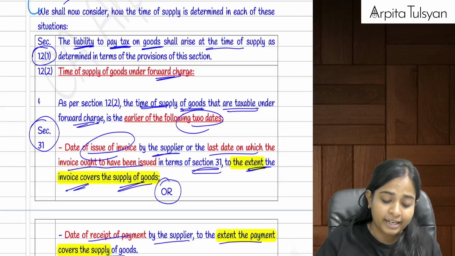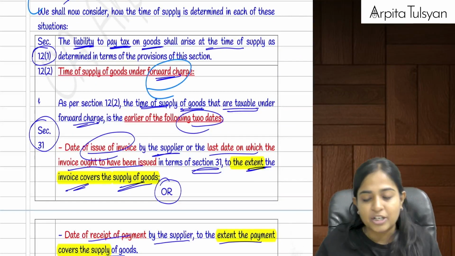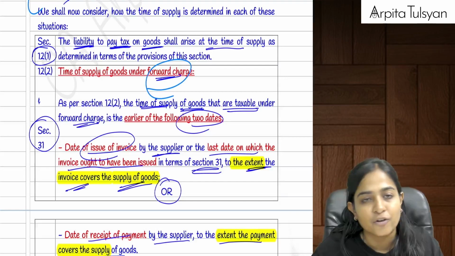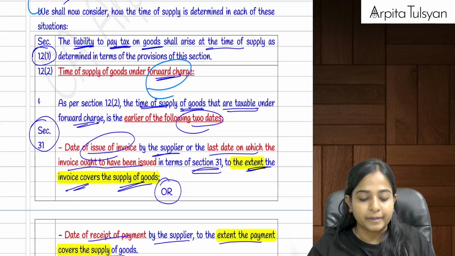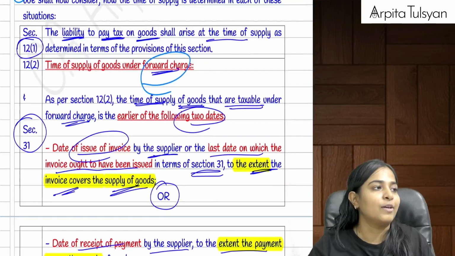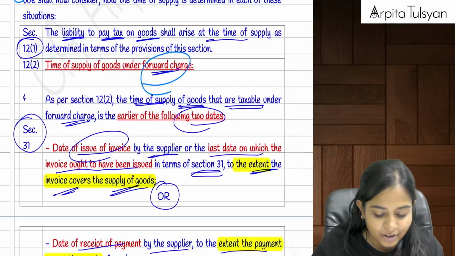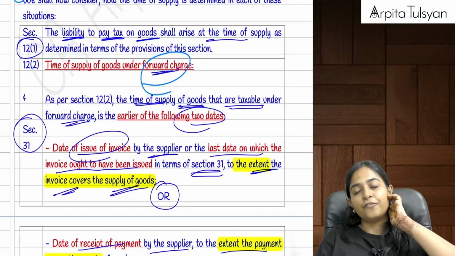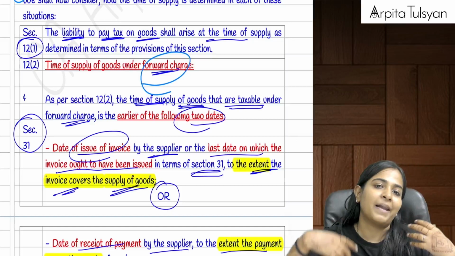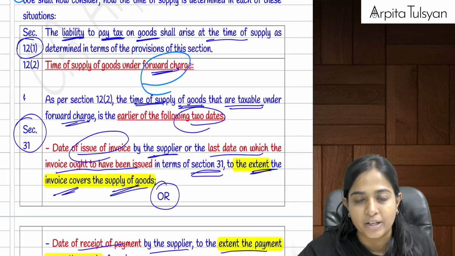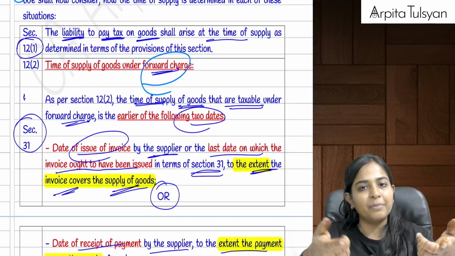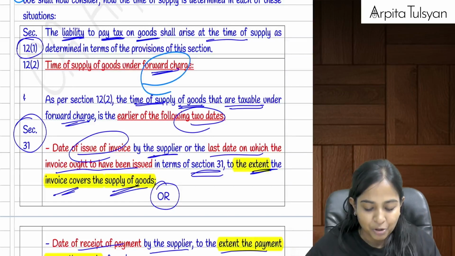First of all, in case of forward charge, section number 12 subsection 2, how will the time of supply be calculated? Let's try to understand that. Normally a supplier supplies goods to the recipient, goods will be given by the supplier and the recipient is required to make the payment, right?